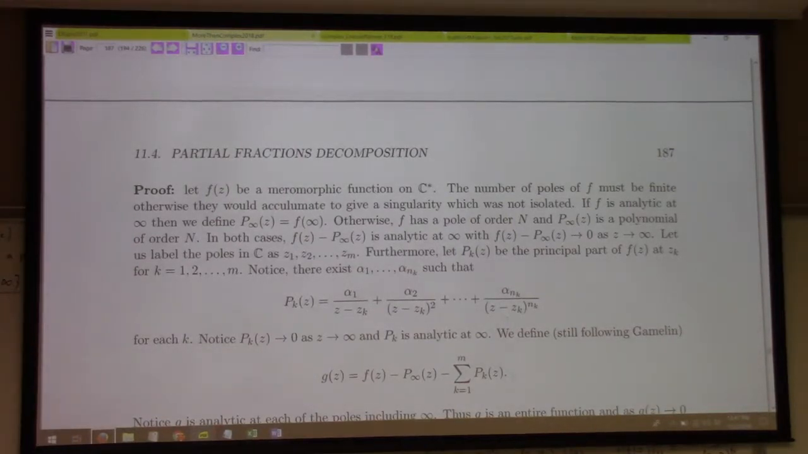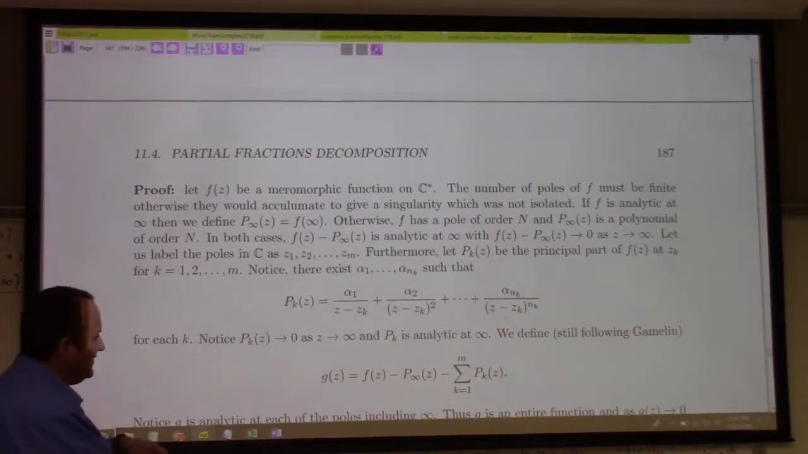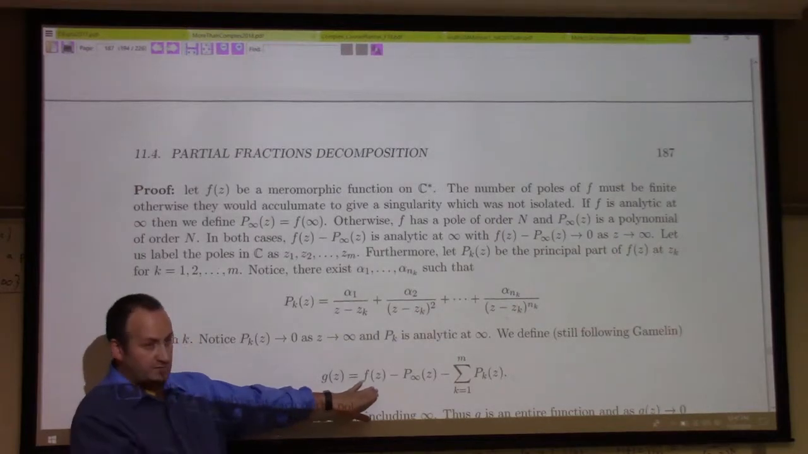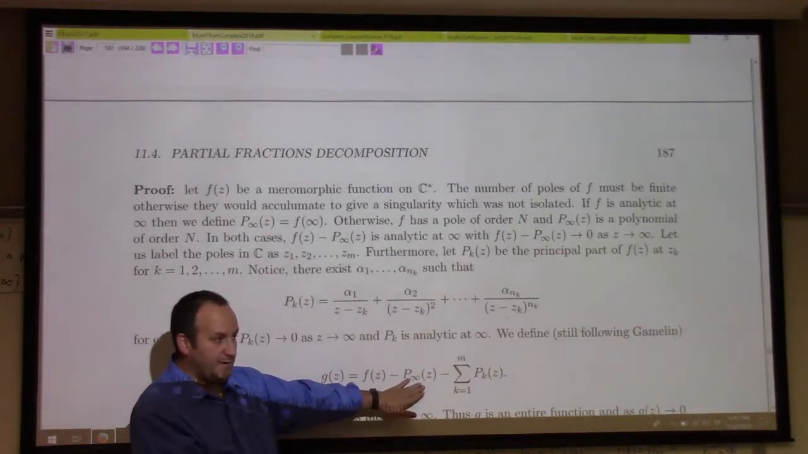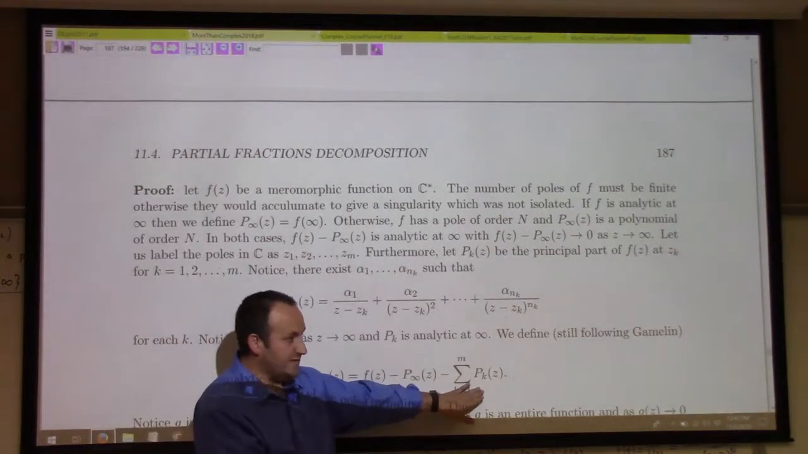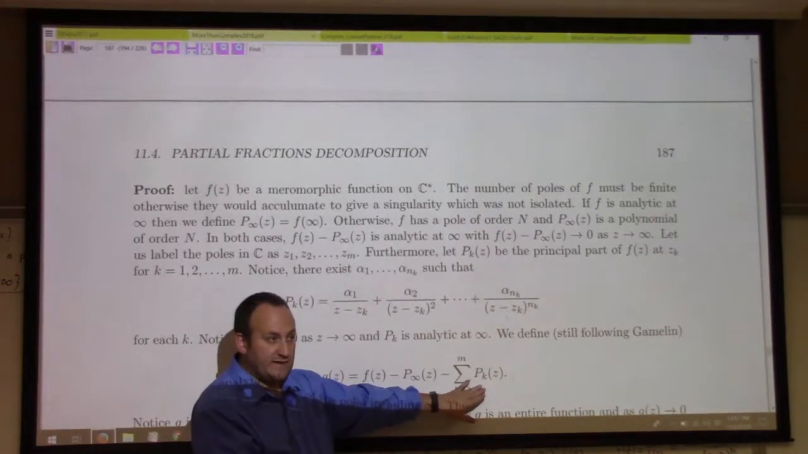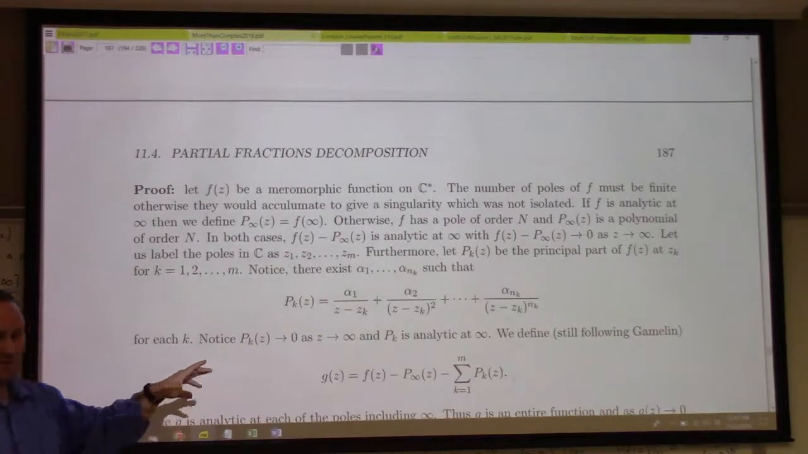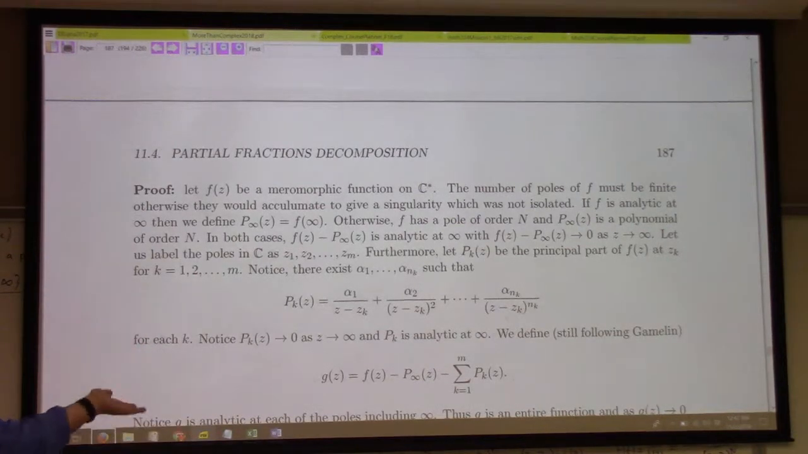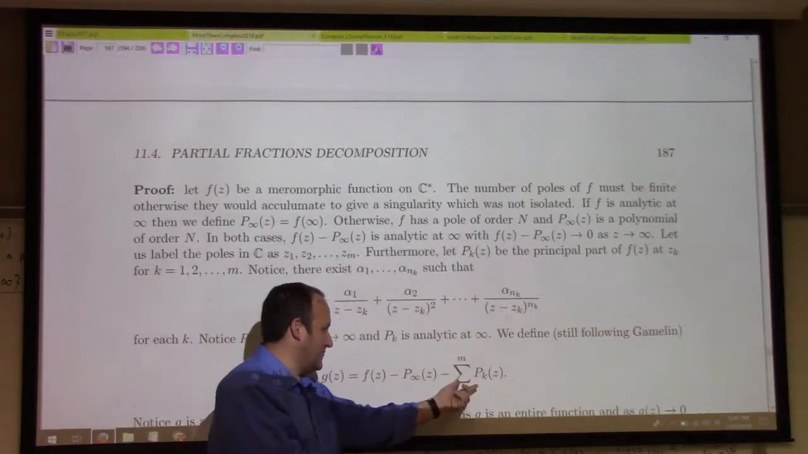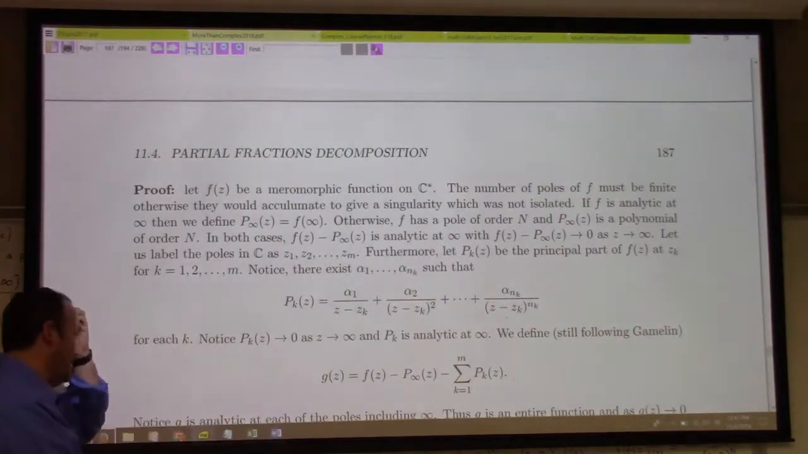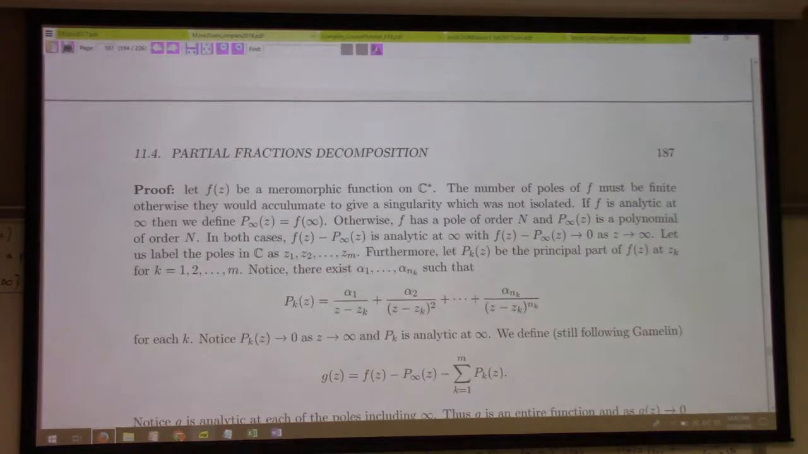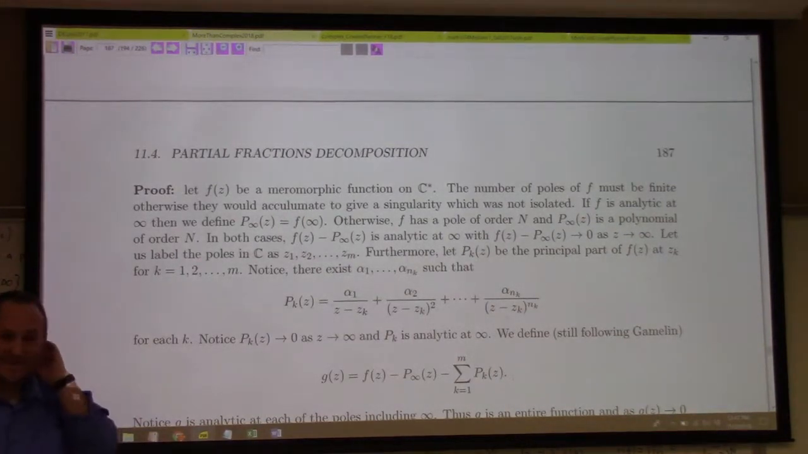Okay, great. So what we then do is we let g of z be the given meromorphic function minus the principal part at infinity, minus the sum of the principal parts at each finite pole. So what we're doing is subtracting all of the evil, in some sense, I mean, every singular piece of it. We're just subtracting those. And the neat thing is it turns out that g of z has to be identically 0.